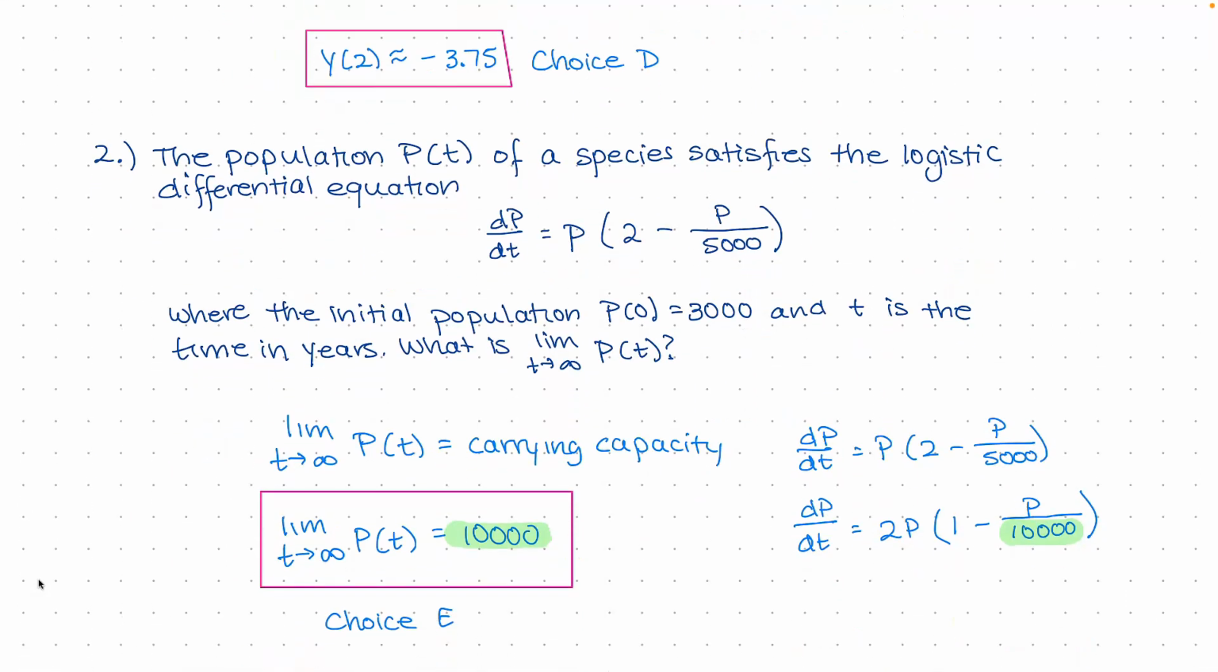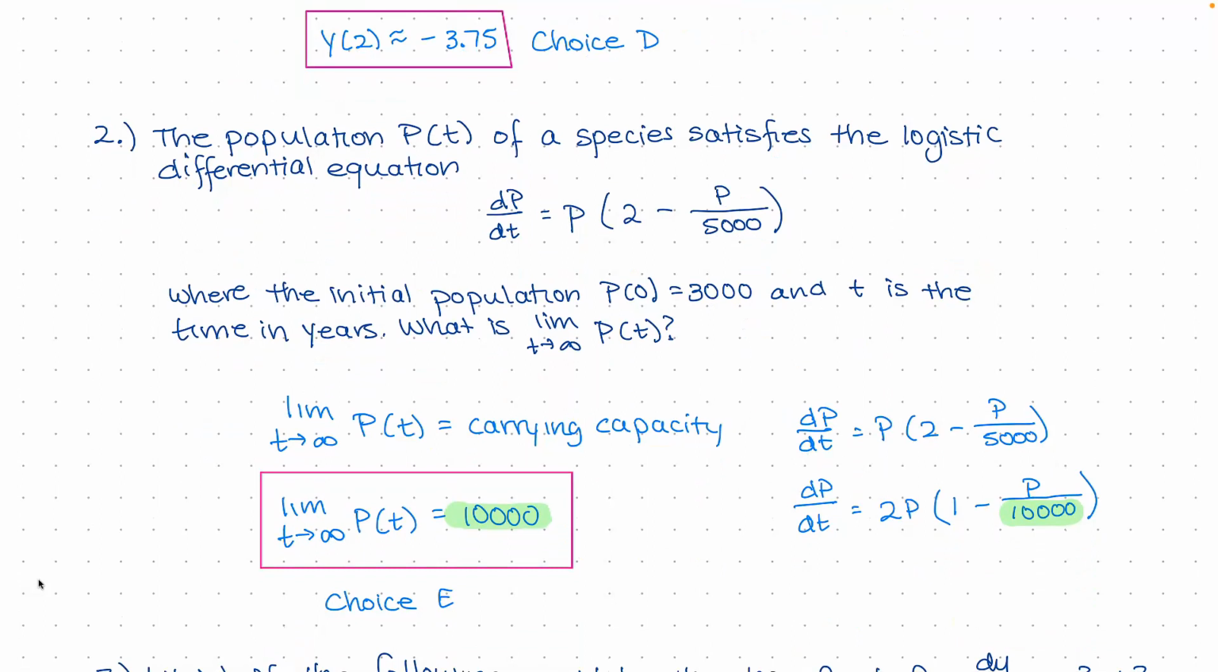Okay, here's number 2. Don't forget, it's not quite in the form yet to look at a carrying capacity. That has to be a 1. So you have to factor out the 2 first, and then you can just look at it to find the carrying capacity. A little sneaky trick. By the way, this was an actual question on an AP exam a few years ago. I don't remember what year. So, yep, watch out for that.